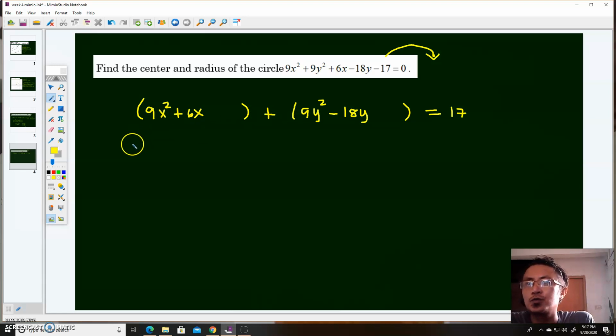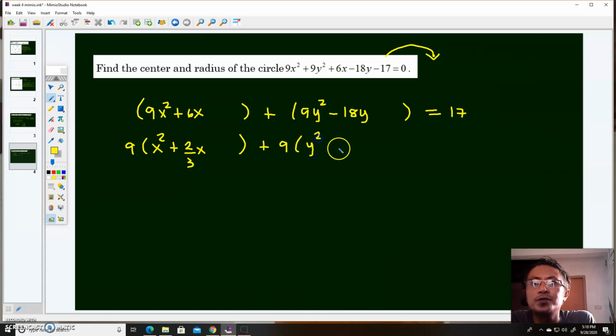So what we do is to factor those out, so 9 out, there will be x squared plus, that will be 6 over 9, so let's simplify that into 2 over 3x. Same thing with the 9 as coefficient of y, factor out. Now 9 out, so we'll be left with just y squared, then 18 divided by 9 is minus 2y.